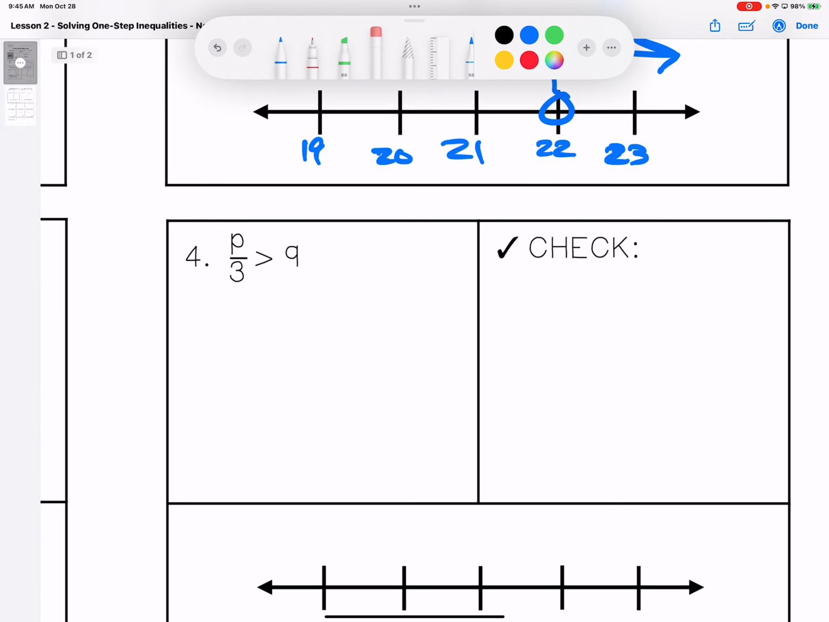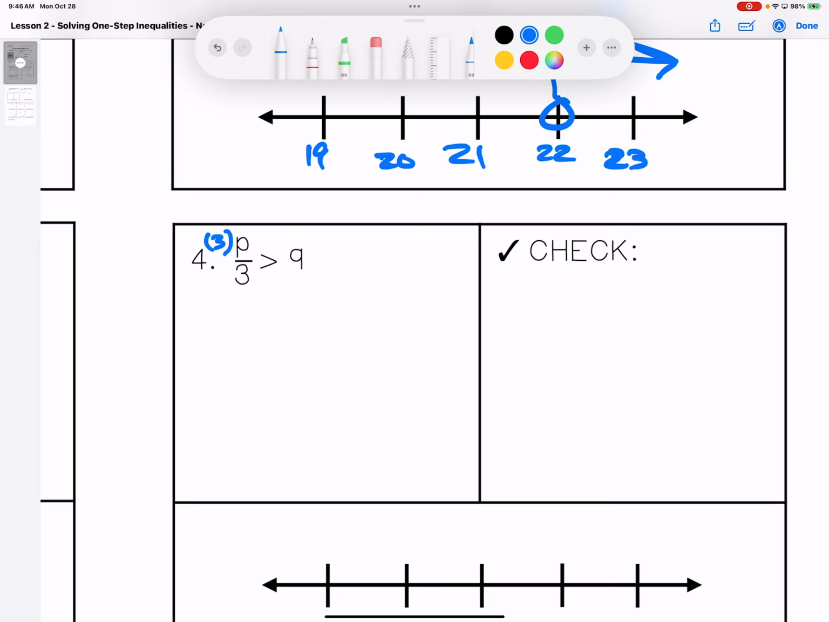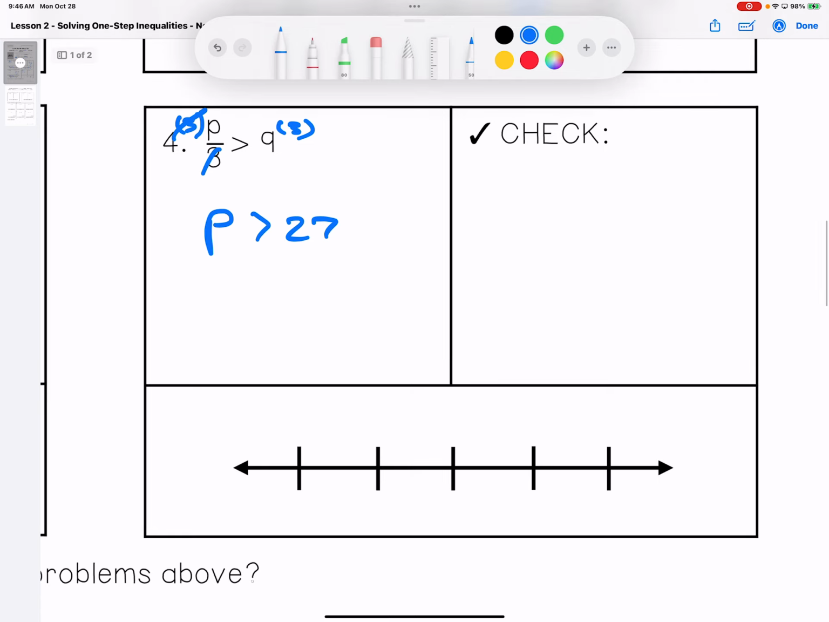And P over 3, that means P divided by 3. So what's the opposite to undo that operation? It is going to multiply by 3. Those go away, and I'm left with P is greater than 27. So I'm going to put 27 down here.